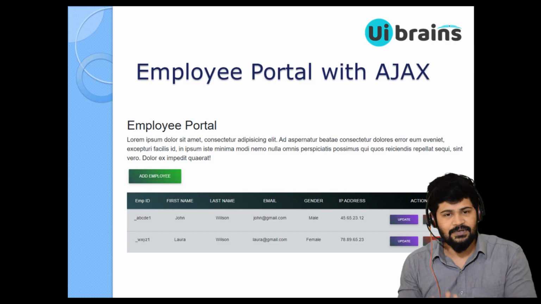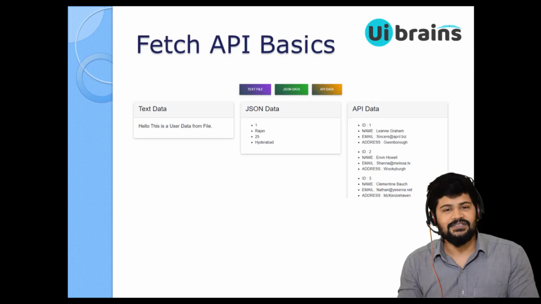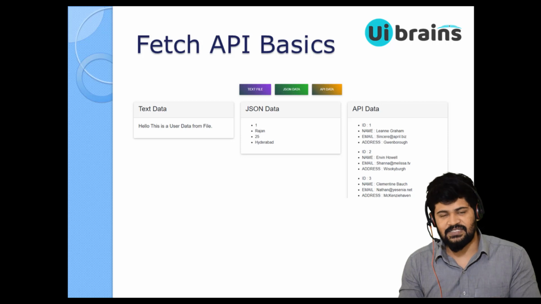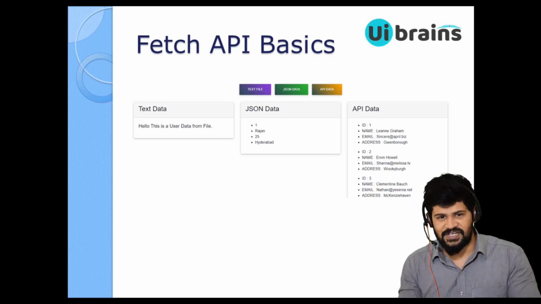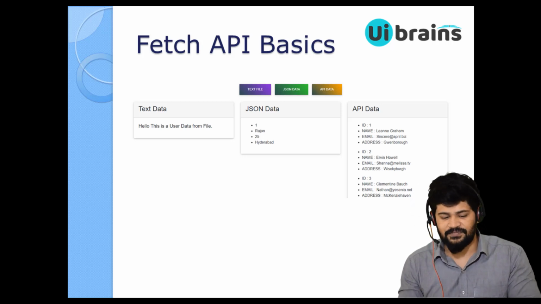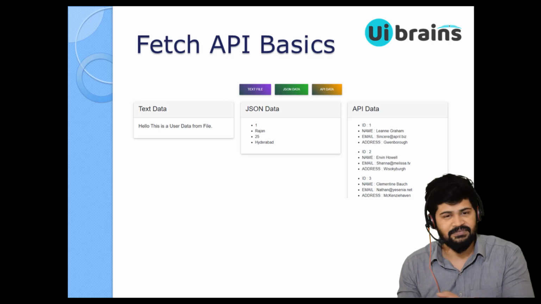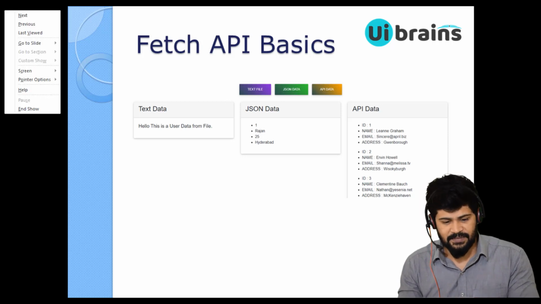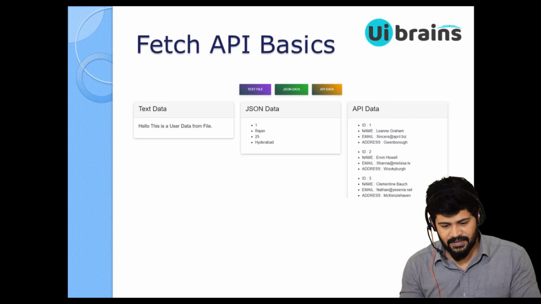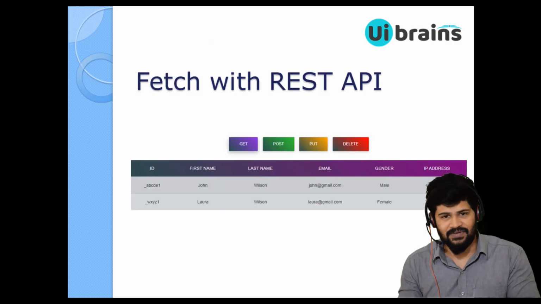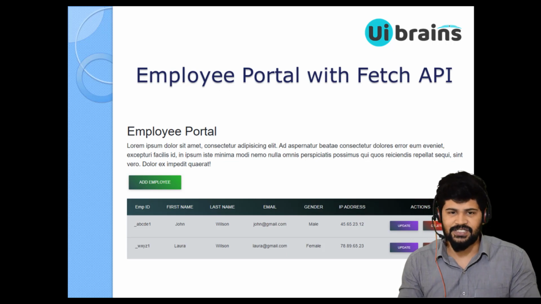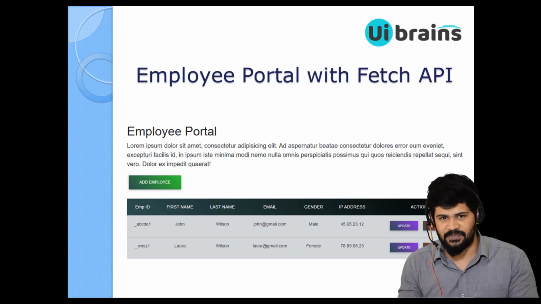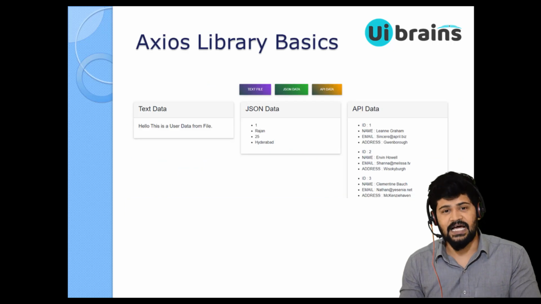Okay, and this is about plain Ajax. Next, there is a fetch API which is inbuilt in every browser and it's a default in JavaScript. So now we will jump into the fetch API. In fetch API also we'll start from the very basics, how to do the same different types of things using fetch API. And after that we'll do a REST API again with fetch API, and then we'll do the employee portal application again, using only fetch API. And after that we'll start with the Axios library.